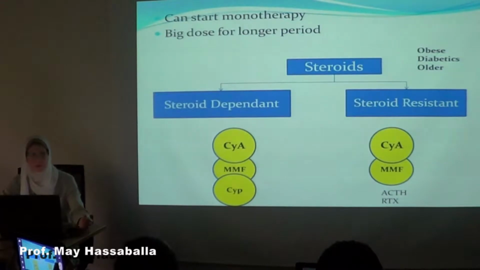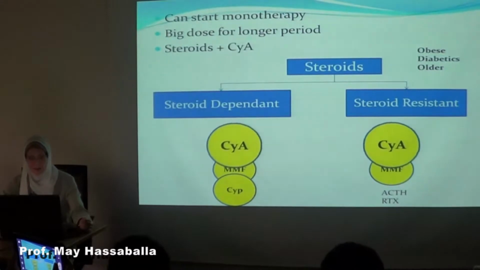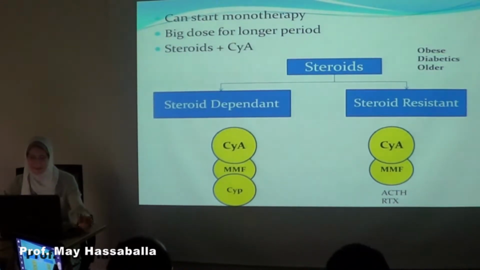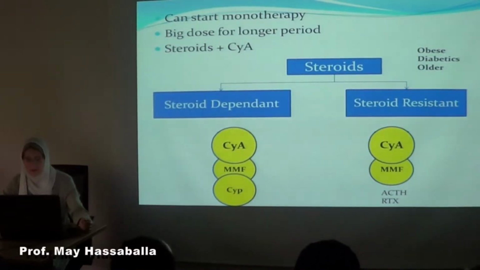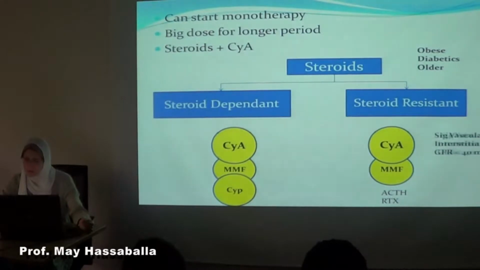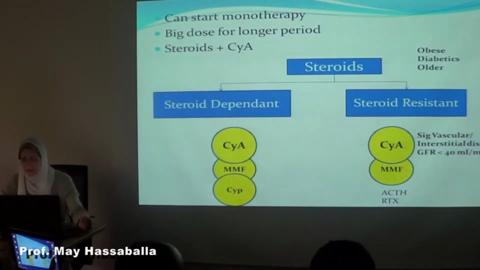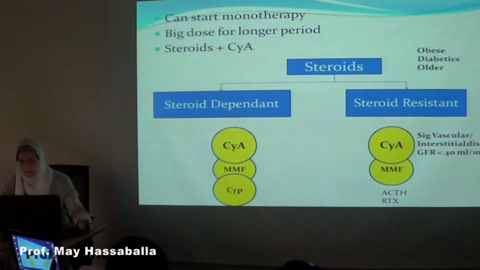Now, if your patient happens to be steroid resistant or steroid dependent, then you will have to add cyclosporine. This cyclosporine here is the hero. I probably should say calcineurin inhibitors, but actually cyclosporine, there were more studies done on cyclosporine than tacrolimus. So you can give cyclosporine to both steroid-resistant and steroid-dependent patients, unless you don't want to use cyclosporine because of significant vascular or interstitial disease on biopsy, or because your GFR is less than 40 milliliters per minute. So maybe here you would like to use something else.